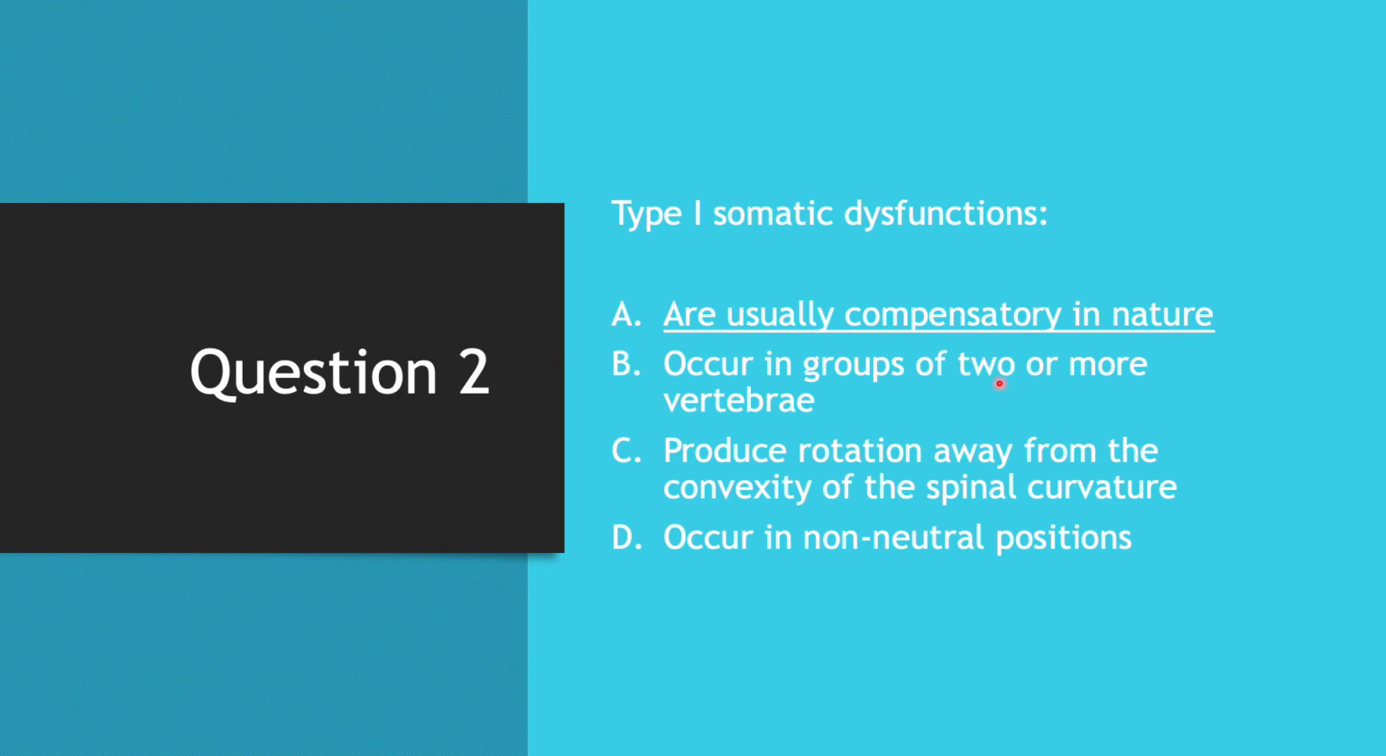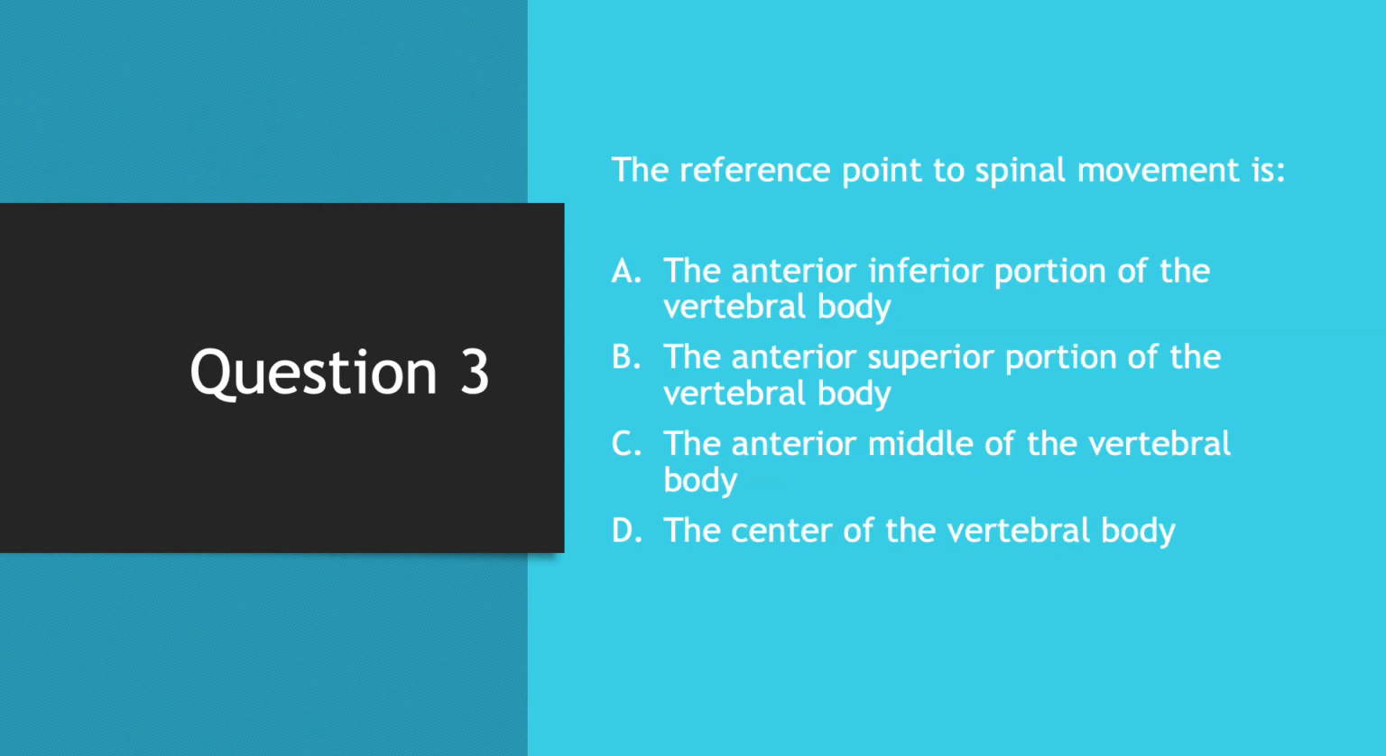Answer B should be 3 or more vertebrae. Answer C should be rotation toward the convexity. D, occur in neutral positions, would be the correct answer. The reference point to spinal movement is going to be the anterior superior portion of the vertebral body. And don't forget that spinal segments such as T6 ERS right is named from T6 in relation to T7.